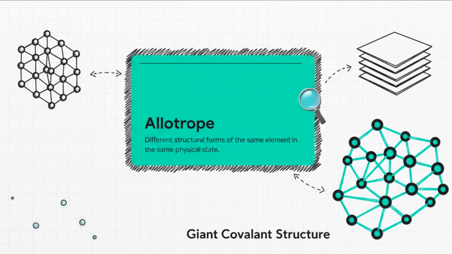The second term is giant covalent structure. Now this is absolutely crucial. We aren't talking about simple, discrete little molecules like water or carbon dioxide here. A giant covalent structure is a massive, continuous 3D network where literally billions of non-metal atoms are joined to adjacent atoms by strong covalent bonds. The actual number of atoms joined together is completely variable. It just depends on the size of the crystal you happen to be holding.